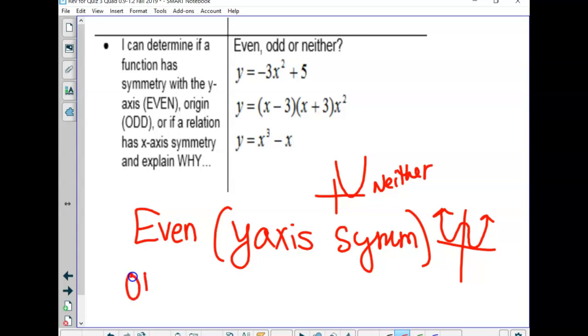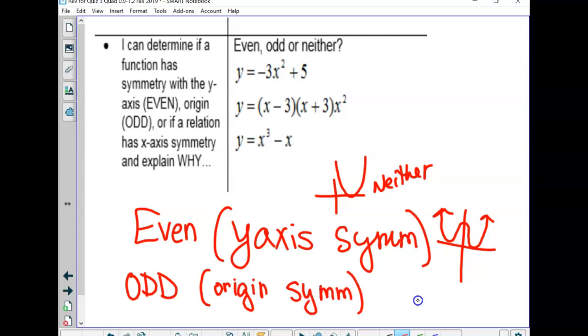Okay? Odd. What's an odd function look like? Yes, it has origin symmetry, it's called. Okay? Origin symmetry. And it might look like this. Okay, can rotate it 180 about the center. Did I say 190? Oh, I'm making up new rules now. Okay. So we probably should graph these, huh?